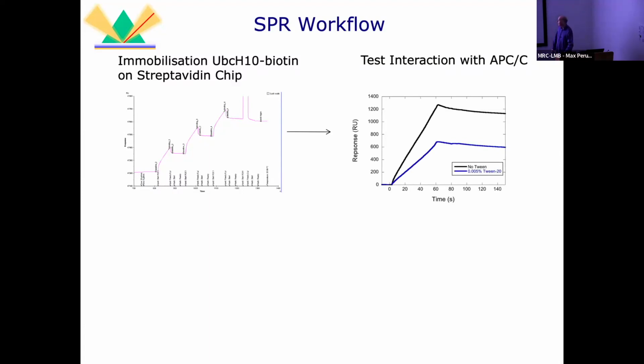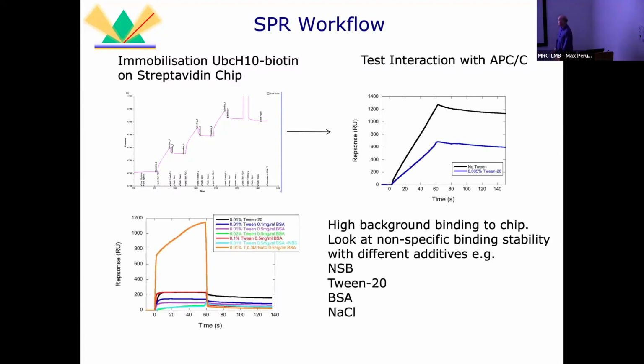So I thought, okay, let's try and reduce it. I went through different things that would reduce it, tried them in all combinations until I got conditions here, and this was with Tween and salt. So Tween and BSA and NBS down at the bottom there, or I think it was just with Tween and BSA actually, to get us down to a nice low level of non-specific binding.